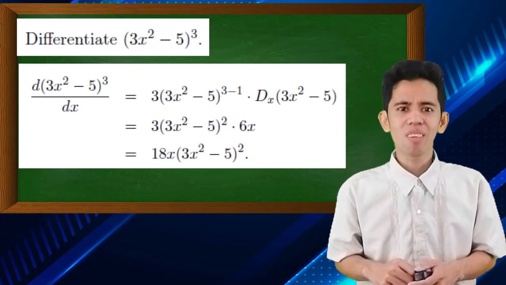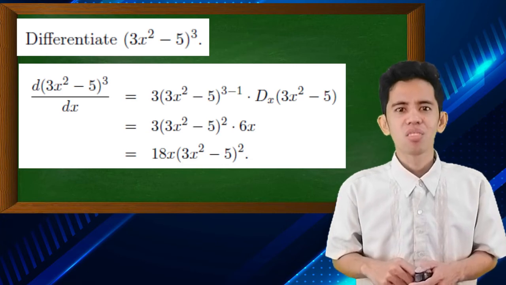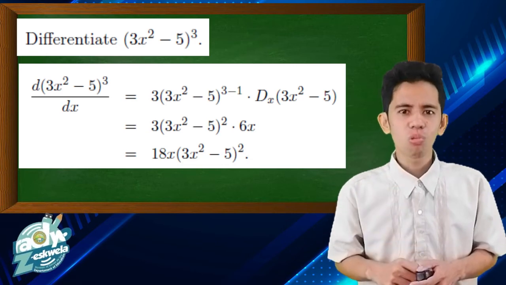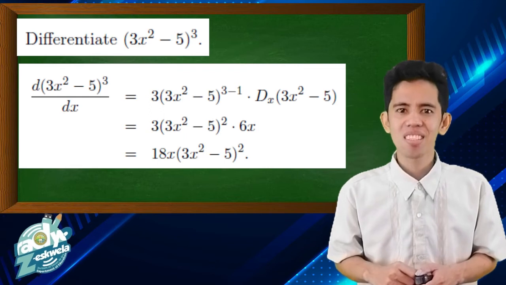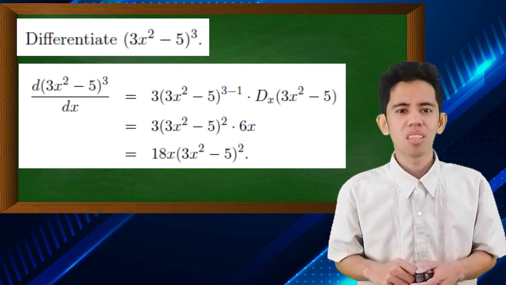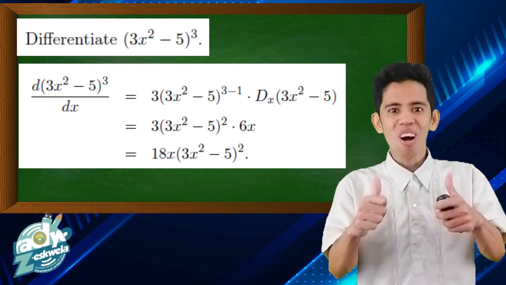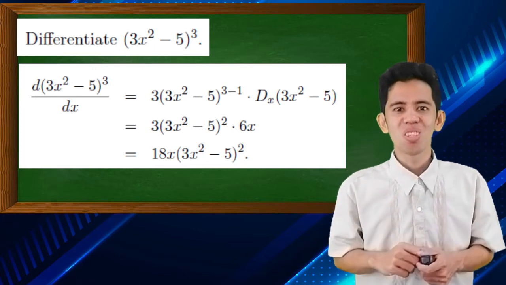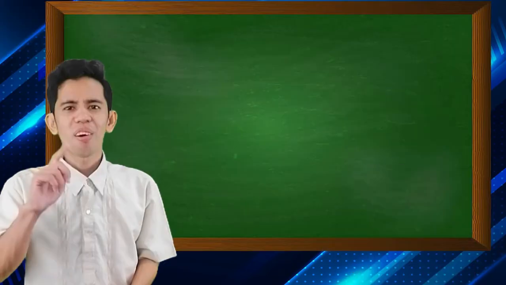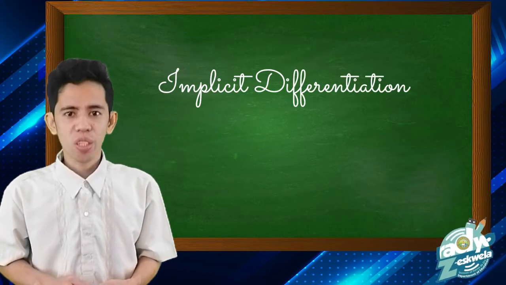Then 3 times 3x squared minus 5 to the power of 2 times 6x is equal to 18x times quantity 3x squared minus 5 squared. Wow! Amazing! We got the correct answer. For our next lesson, we have implicit differentiation.